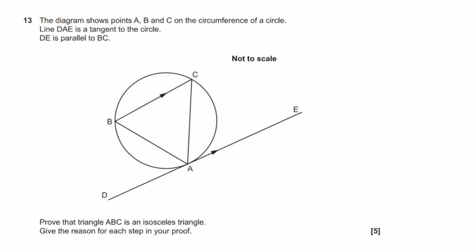The diagram shows points A, B, C on the circumference of a circle. Line DAE is a tangent to the circle. DE is parallel to BC. Prove that triangle ABC is an isosceles triangle. Give the reason for each step of your proof.